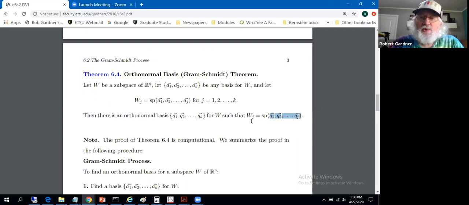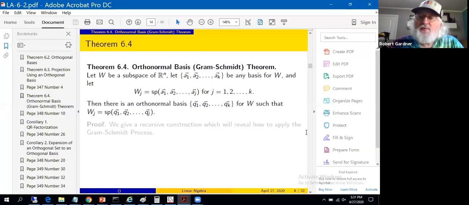So what we're going to do is start at W sub 1, having an orthonormal basis for it, moving on to W sub 2, a two-dimensional space, having an orthonormal basis. W3 will be a three-dimensional space with an orthonormal basis. And when we reach k, we'll have W sub k being a k-dimensional subspace of W. It'll be W itself. All right, so this is a bit of a recursive thing. Let's look at the proof, because the proof shows you how it works and how to use it.